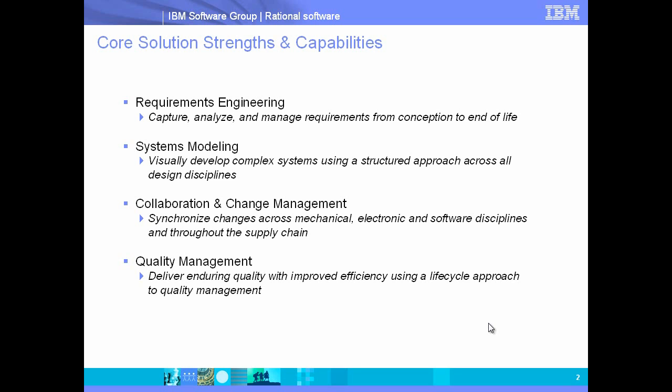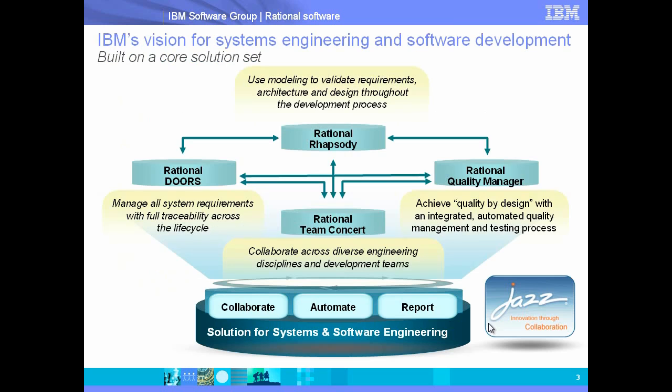Collaboration and change management, enabling synchronization of changes across mechanical, electronic, and software disciplines and throughout the supply chain. And finally, quality management, helping you deliver enduring quality with improved efficiency using a lifecycle approach to quality management. Here we can see the products that make up this core solution set for systems engineering and software development.